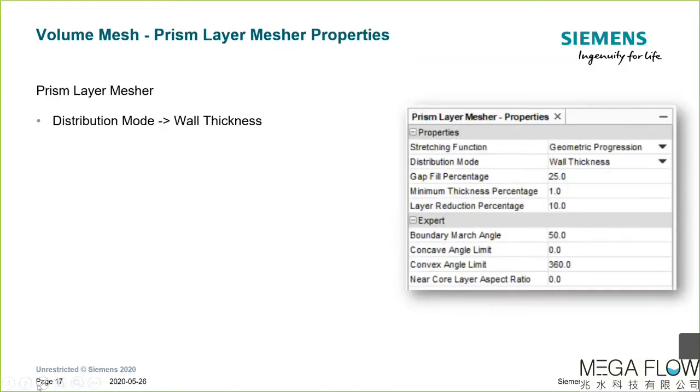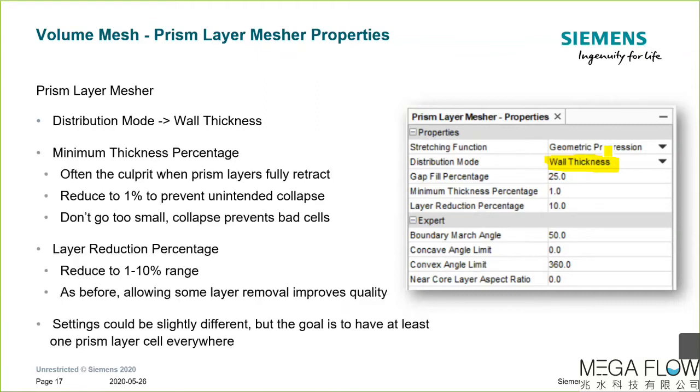So when it comes to Star-CCM Plus, let me try to highlight that for you. First thing is what you can see in the picture right-hand side is when you click on the prism layer measure, you have here the expert properties of the model is to switch the distribution mode to wall thickness. So with this option, you can specify the prism layer thickness next to the wall. There are a couple of other relevant parameters. So for example, minimum thickness percentage or layer reduction percentage. Well, at the end of the day, the goal is really to have at least 1 prism layer cell everywhere in order to help the solver.